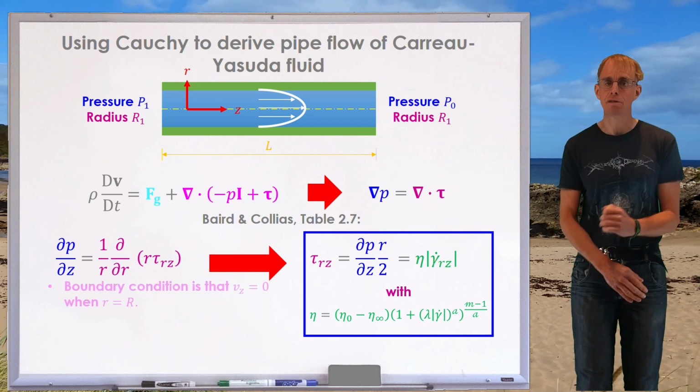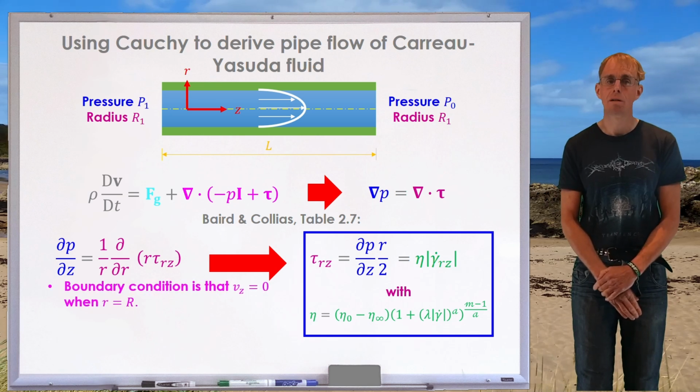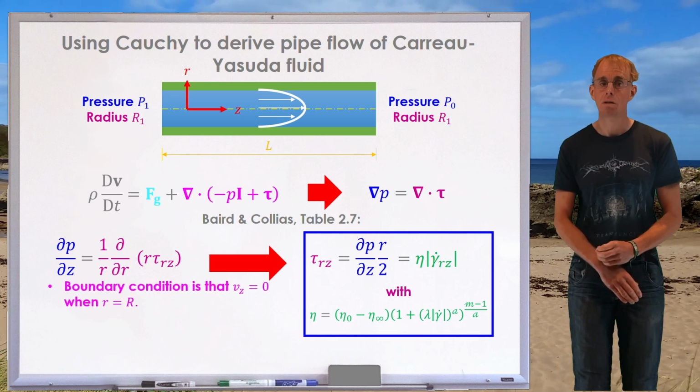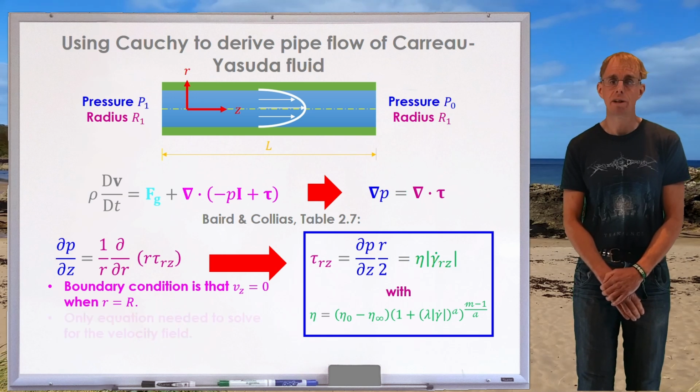So let's think boundary conditions. Well, our boundary condition is that our velocity is 0 when r equals R. Fine, okay.